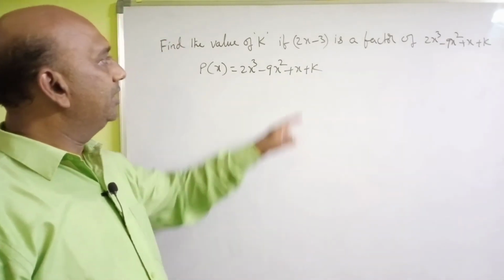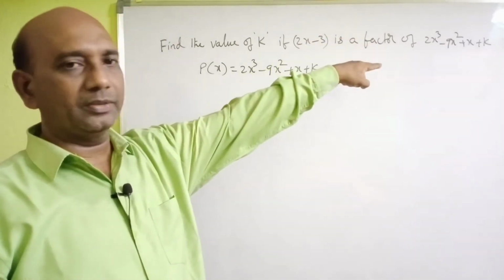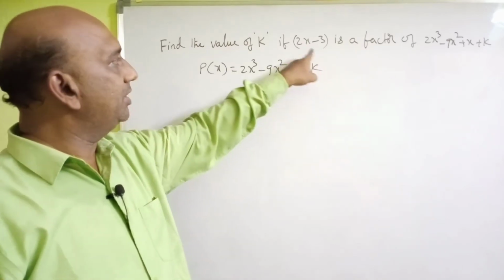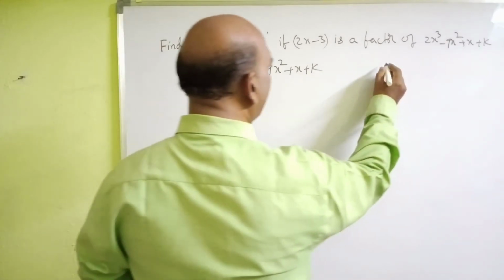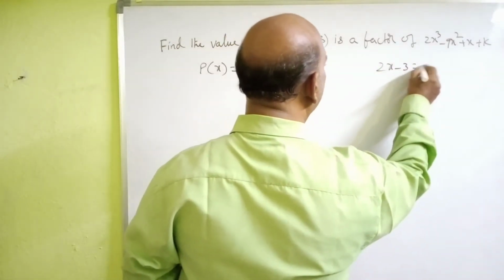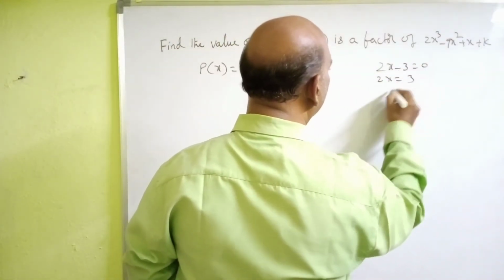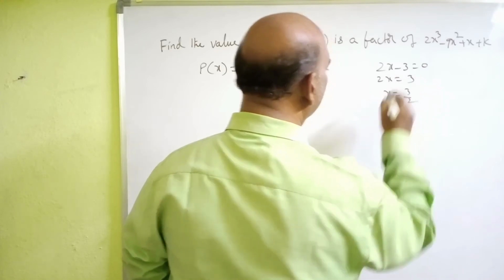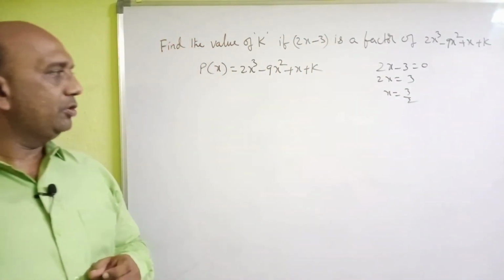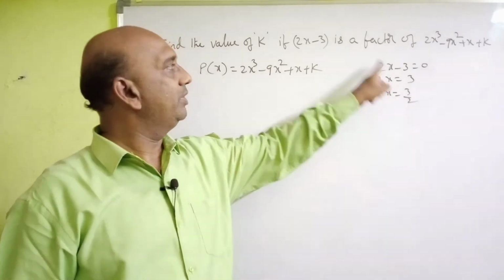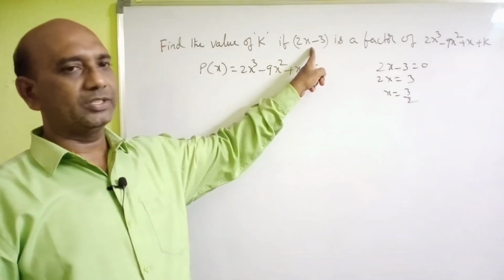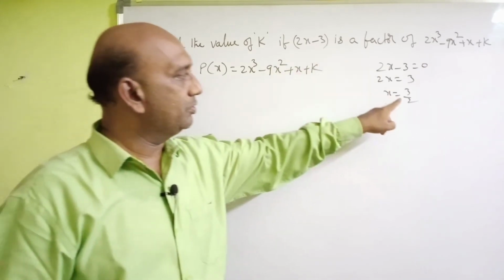What is he saying? This is the factor of that. He has already given that this is the factor. That means solve this 2x minus 3 for x. 2x minus 3 equal to 0, and then 2x is equal to 3 and x is equal to 3 by 2. So the value to be substituted in place of x is 3 by 2, by solving this 2x minus 3.